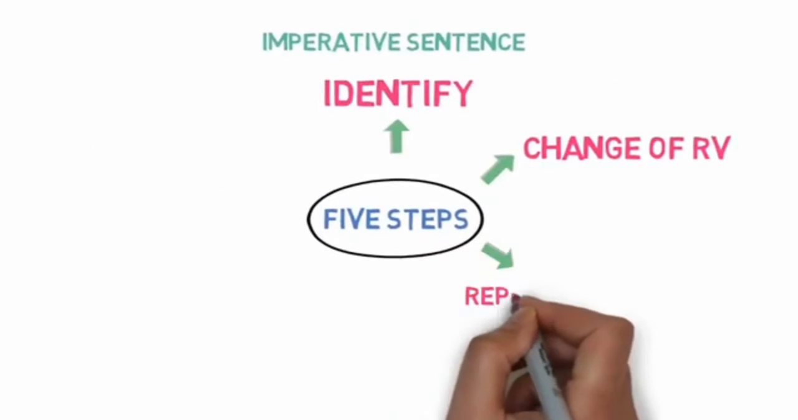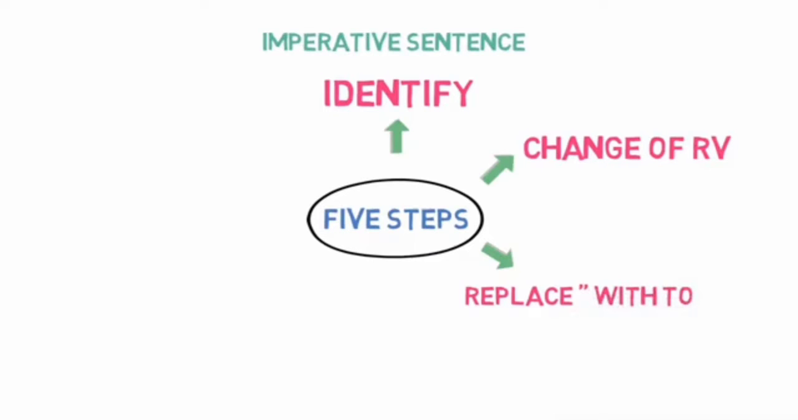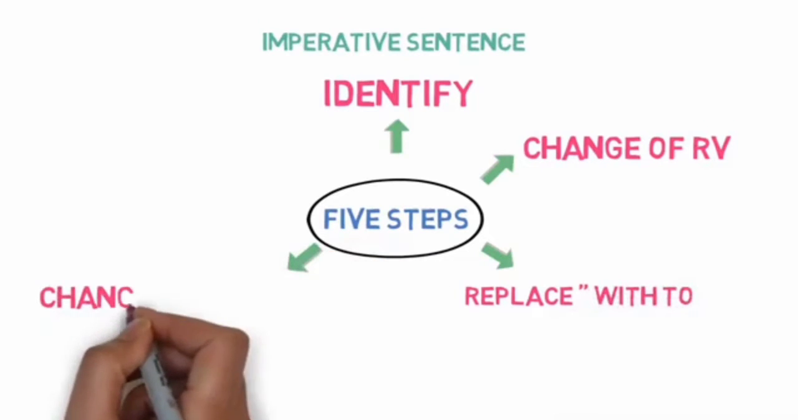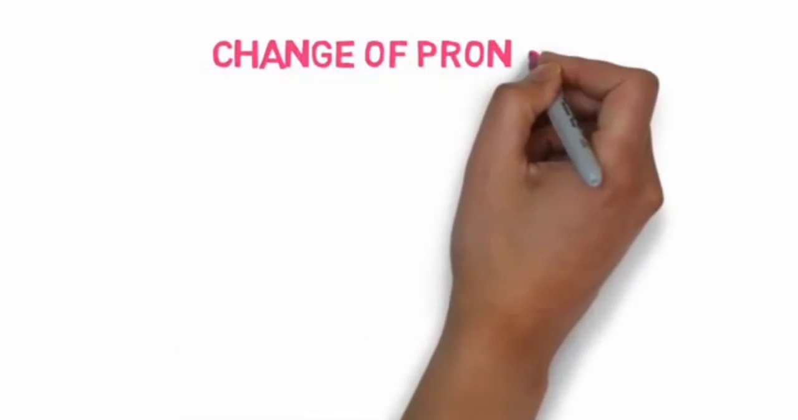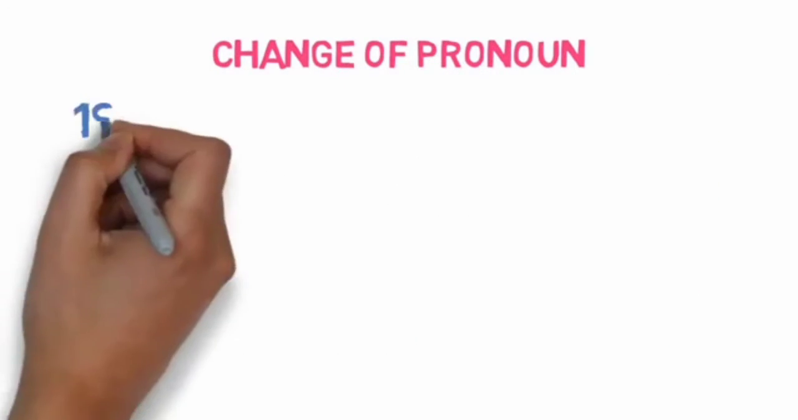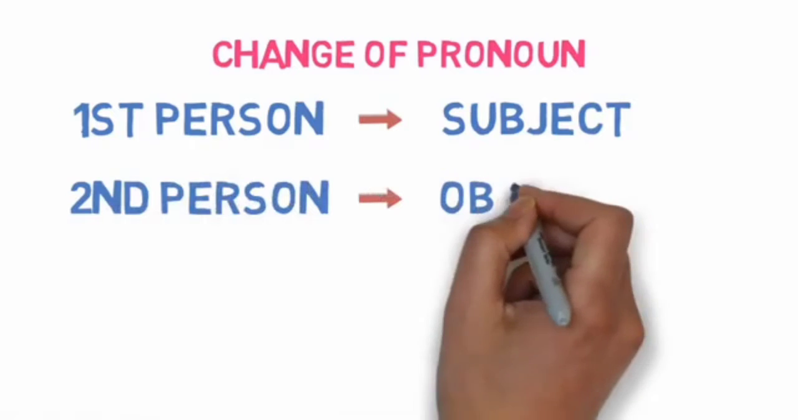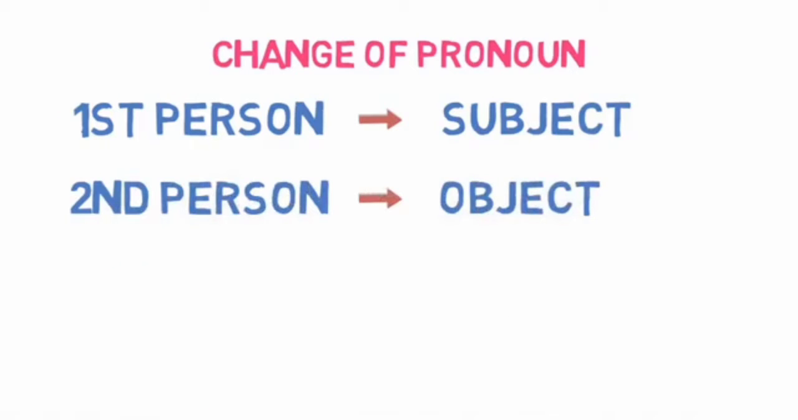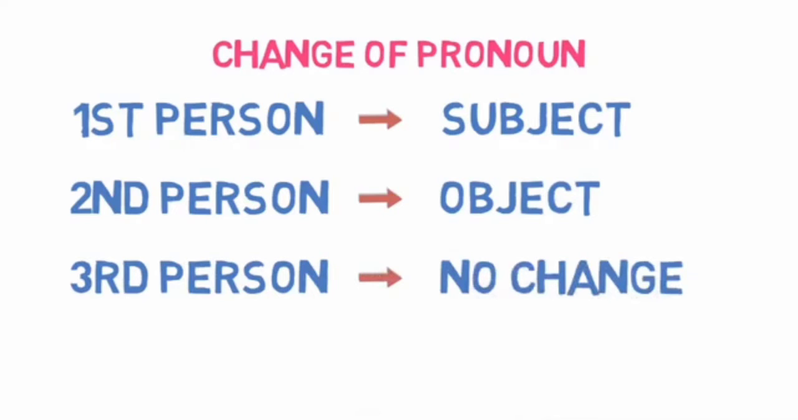Step 3. Replacement of an inverted comma with conjunction to. Step 4. Change of pronoun. Pronoun will change as per this workflow. First person in the reported speech will change as per subject, the second person as per object, and the third person will remain unchanged. You can remember this with an acronym SON, which is son.